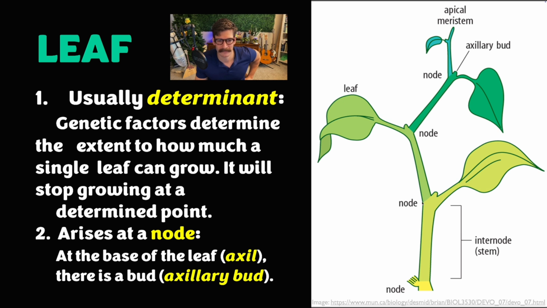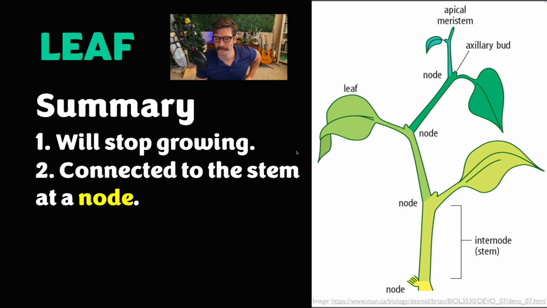So all of the terms in yellow are like jargon. These are just terms that are specific, like botanical terminology. The leaf is connected at a node, and the node has an axillary bud at the base of the leaf. So this leaf is connected to the stem at what's called a node, and the base of the leaf is called the axil, and so the bud that's in the axil is called the axillary bud. Look at that leaf. Okay. So the leaf will stop growing, and it's connected to the stem at a node. So that's the definition of a leaf.